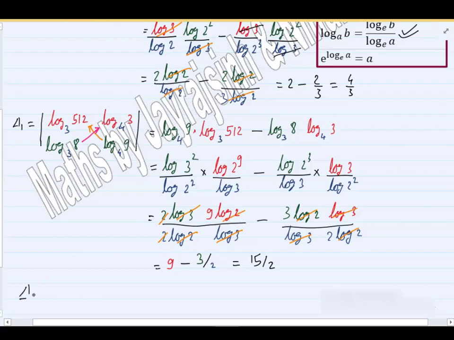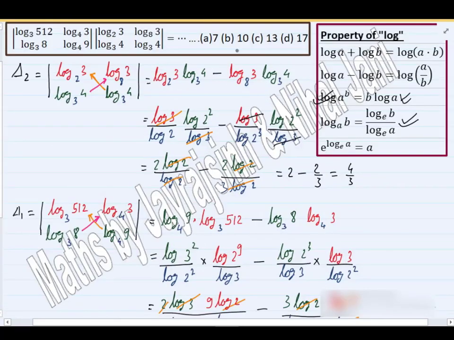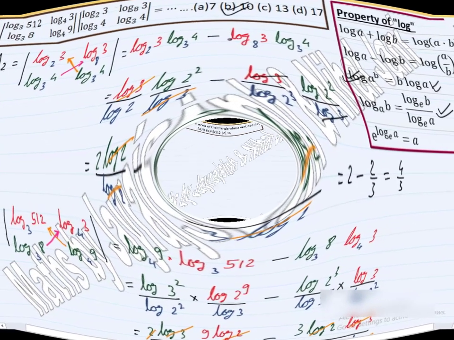Yay, we are ready to multiply delta 1 into delta 2. Delta 1 is 15 by 2 and delta 2 is 4 by 3. 2 2s are 4, 3 5s are 15 and finally 5 2s are 10. Ta-da! Option D is your final answer.